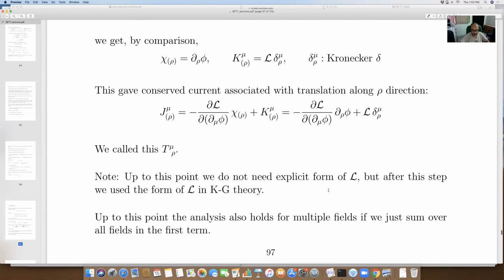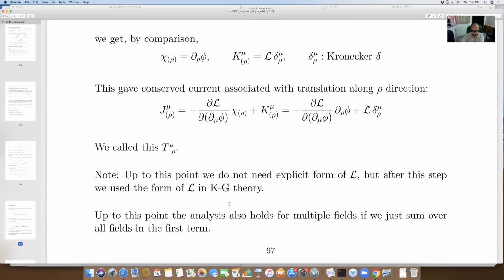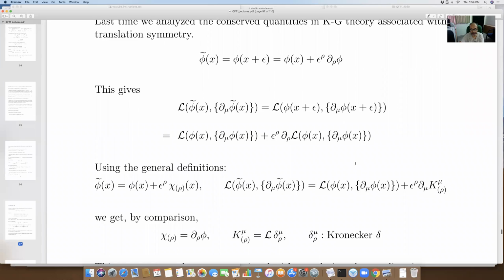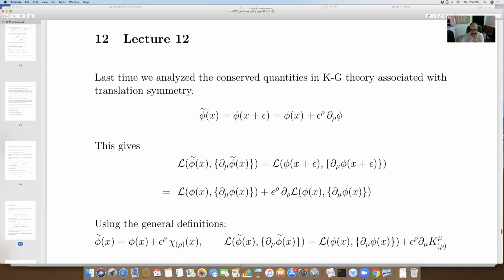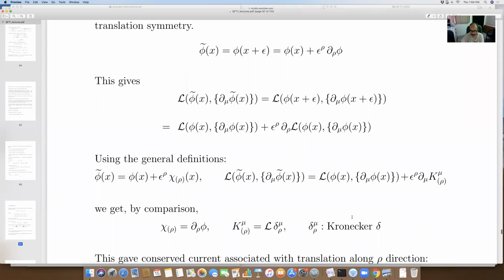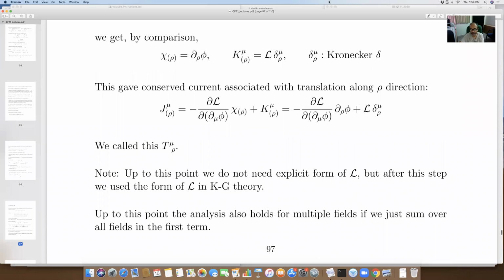Now there is one point I want to emphasize, which I didn't emphasize last time, but we are going to make use of today. Up to this point, we did not really need the explicit form of L, because the whole derivation is on this page. We used the fact that L is invariant, but as long as L is invariant, we don't need the explicit form of L. You have not used the explicit form of the Klein-Gordon Lagrangian anywhere so far. Of course, in what we did last time, we then used in this expression the fact that L is the Klein-Gordon Lagrangian, explicitly computed this, and found the expression for the energy momentum tensor. But up to this point, any L is good enough.